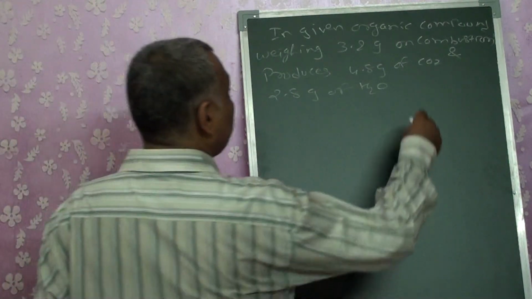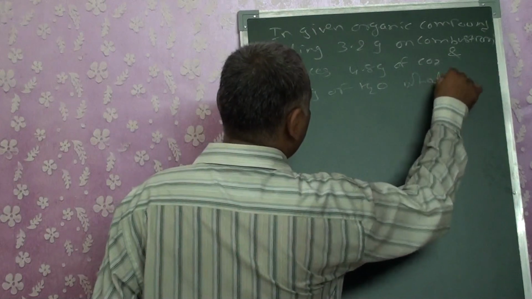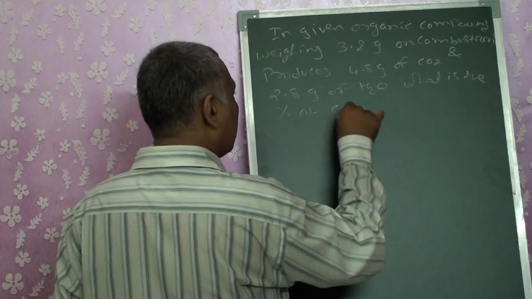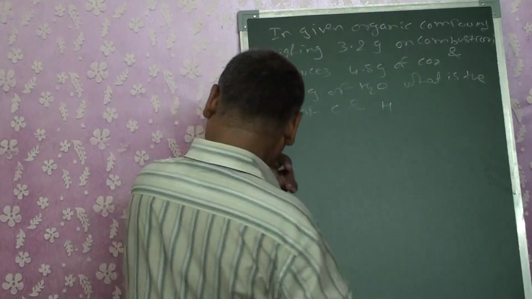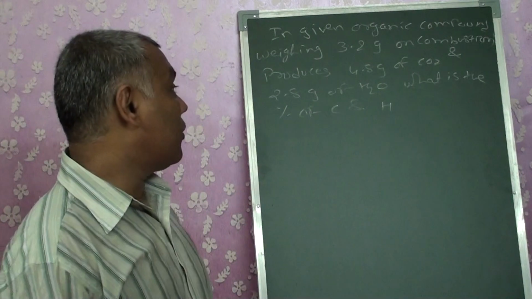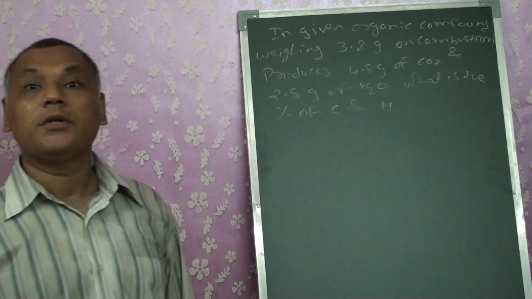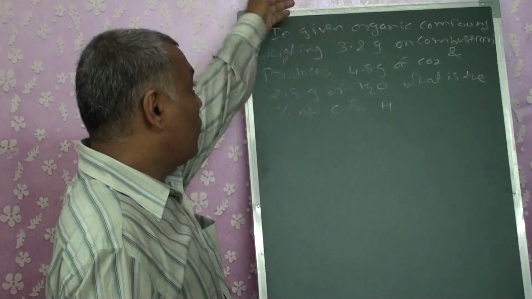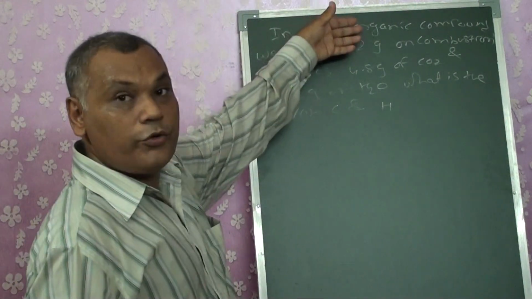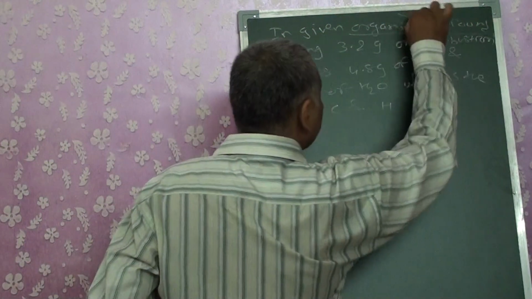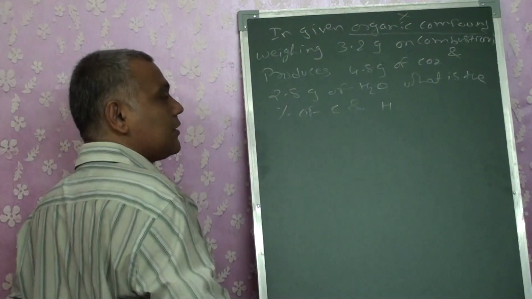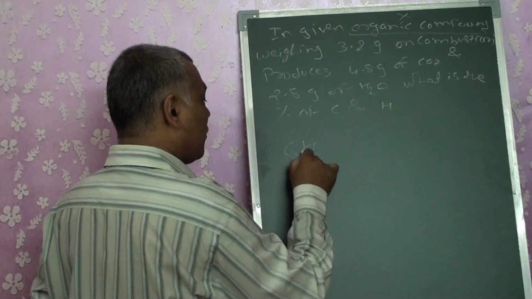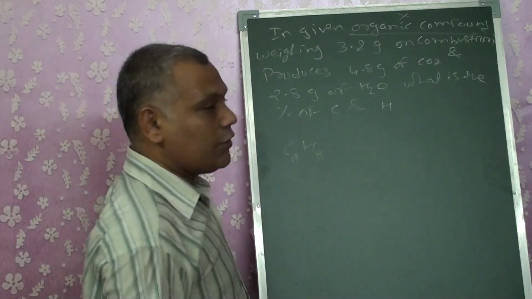What is the percentage of carbon and hydrogen in the given compound? Now, the organic compound is unknown to me. The organic compound is X. It consists of carbon and hydrogen. I don't know the number of carbon or hydrogen atoms in it.